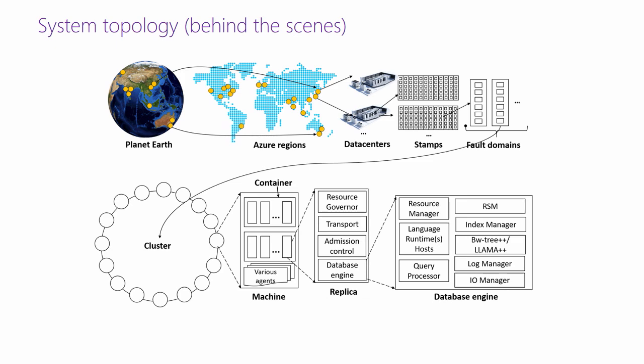Underneath the hood, starting from a very high level, we start with planet Earth. We have a set of Azure regions. Today we have around 30 or so Azure regions, and these are data centers. Within a data center, we set up these things called stamps. Think of these as racks within that data center. Each of these racks is its own fault domain. It has its own network switch and its own power supply. We deploy a cluster over 10 to 20 different fault domains. Each cluster is a set of hundreds of machines, and each machine has a container which contains a replica.